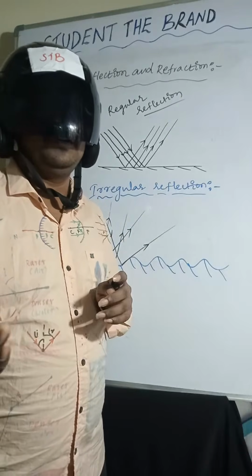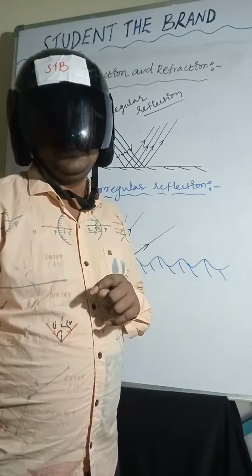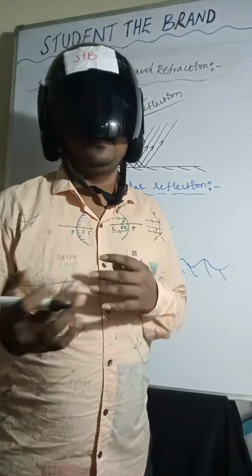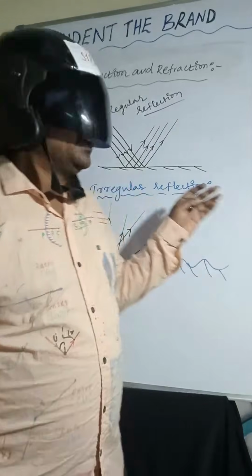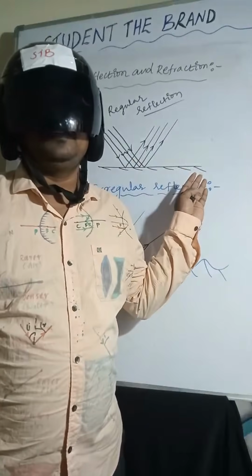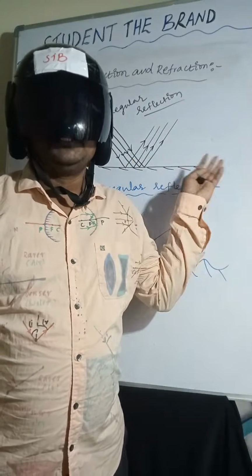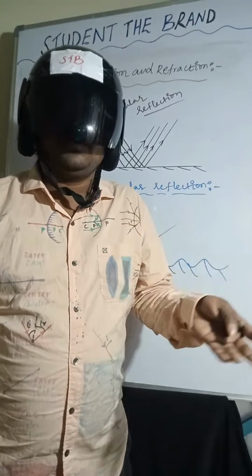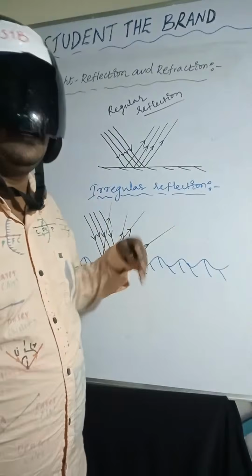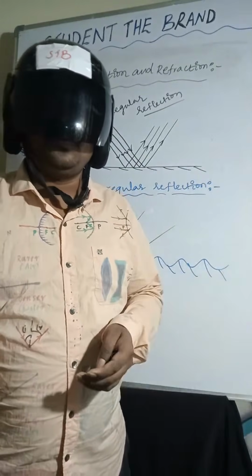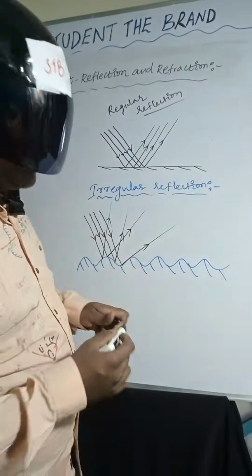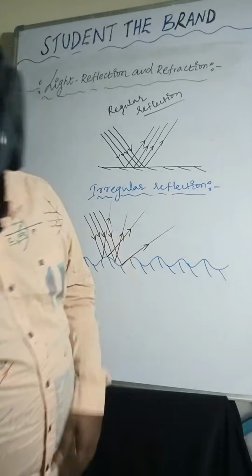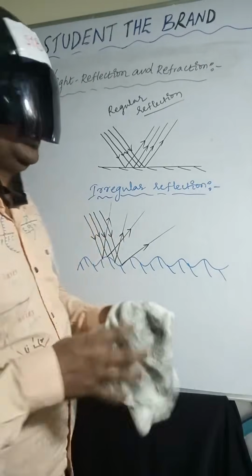For example, you can take wall, paper as examples of irregular reflection. Regular reflection takes place on a smooth surface, such as still water and a plane mirror, whereas irregular reflection takes place on a rough surface, such as a wall or paper. So this is about regular reflection and irregular reflection.